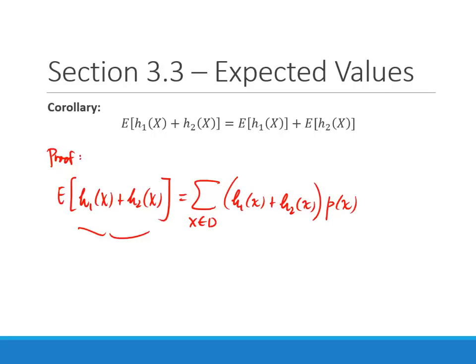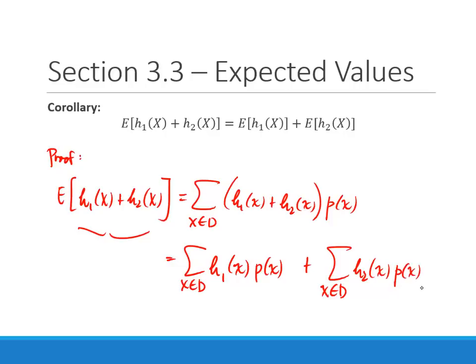And then, of course, that sum just distributes through the bigger summation. We can write this out as the sum over x in D of h1 of x times p of x, plus another sum over x in D of h2 of x times p of x, which is just the expected value of h1 of x plus the expected value of h2 of x.